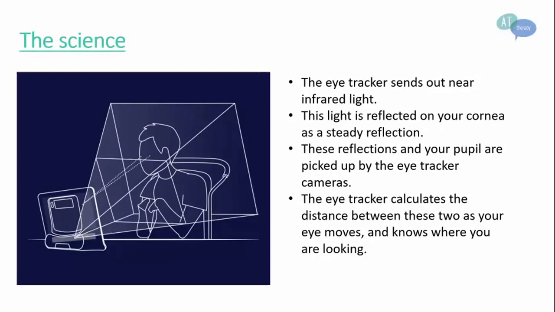What it then does is it also reflects back against your pupil, and because your pupil is the thing that's moving around, it calculates the difference between the steady reflection and where your pupil is. So the cameras and the sensors and everything, they all work together to do that calculation, and it works out where your eye is looking, and therefore will move the mouse on the device to make it work.